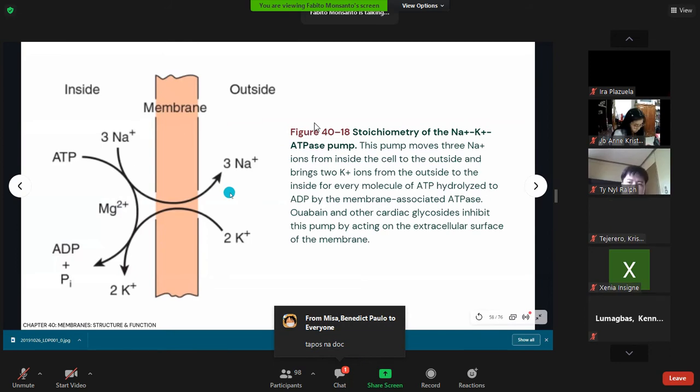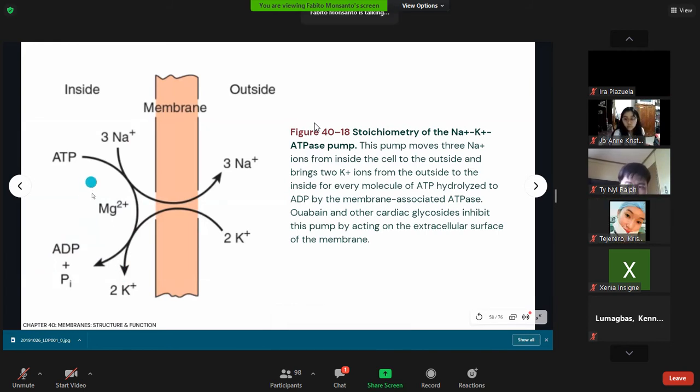So as you can see here, 3 positive ions out, 2 positive ions in. So there is always lacking of positivity inside. Now, lacking of positivity inside, because you are removing 3 sodium out, but only 2 potassium in, and the sodium and potassium have only one positive charge each. So there is always lacking of positivity here. Okay?